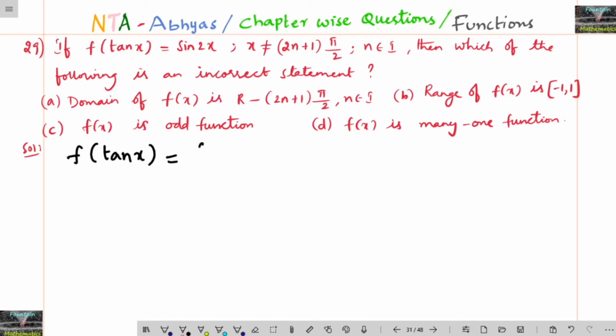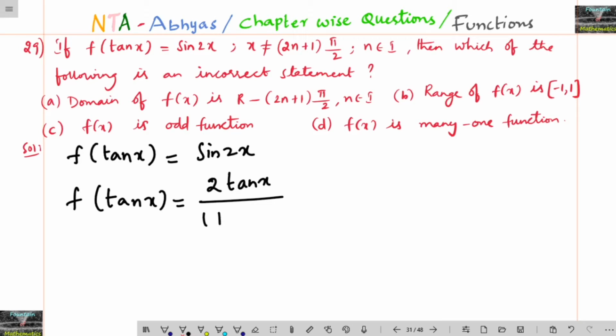f of tan x is equal to sin 2x, and we know the sin 2x formula can be written in terms of tan x. So we can also write this as f of tan x is equal to 2 tan x upon 1 plus tan square x, which implies that f of x is equal to 2x upon 1 plus x square.